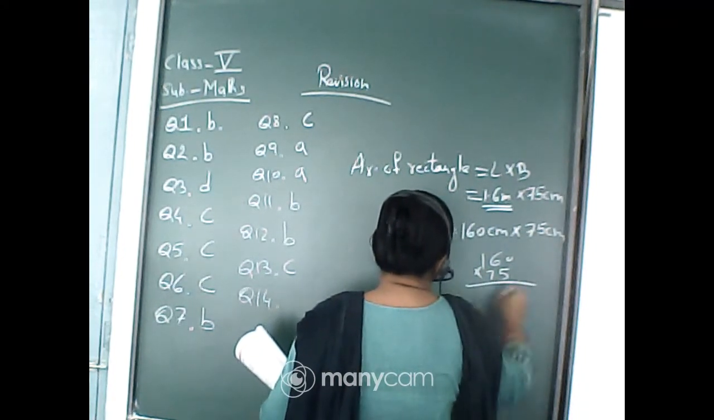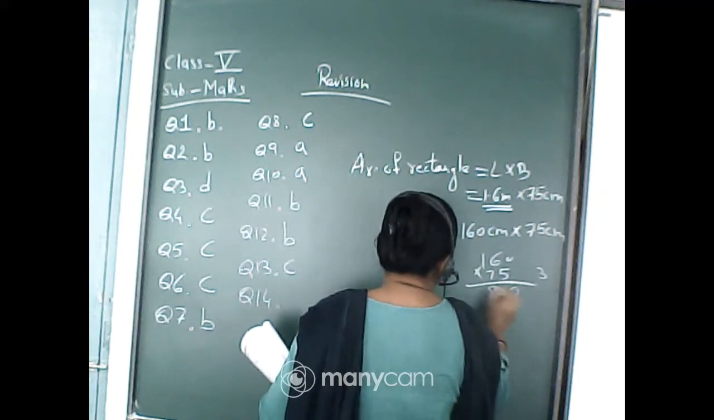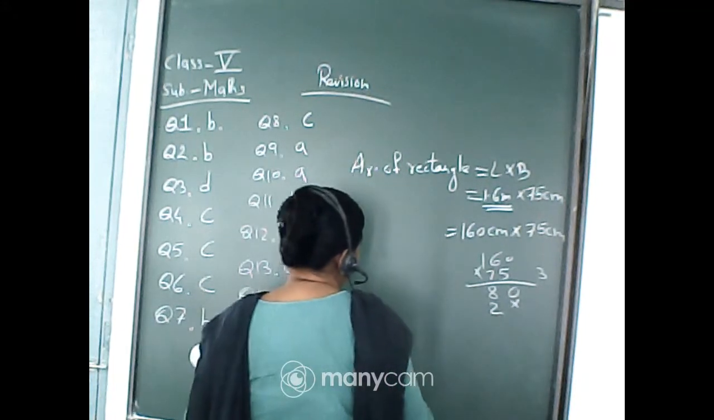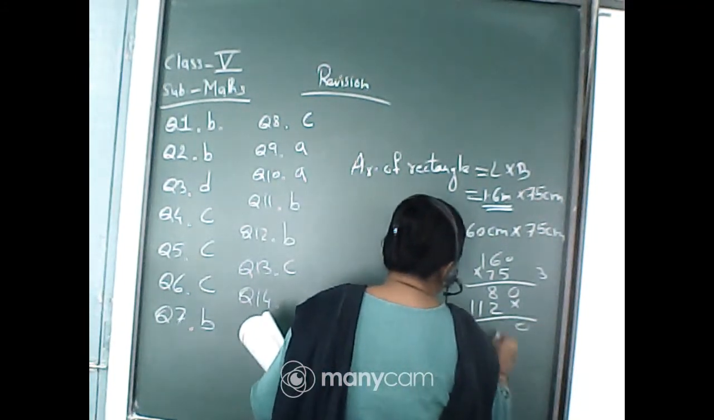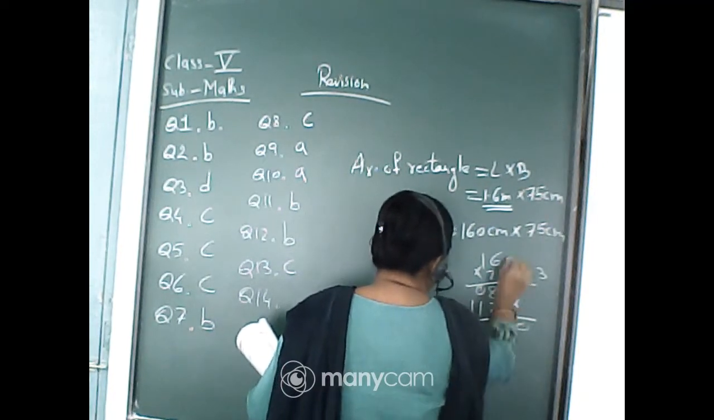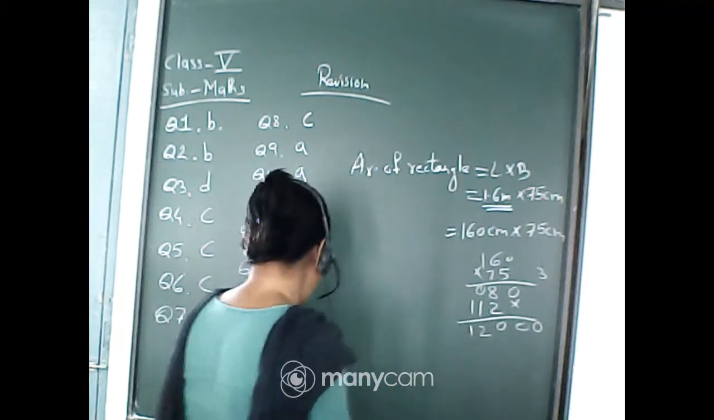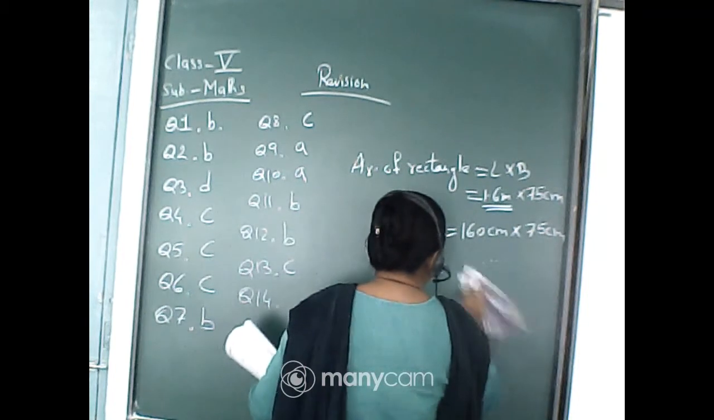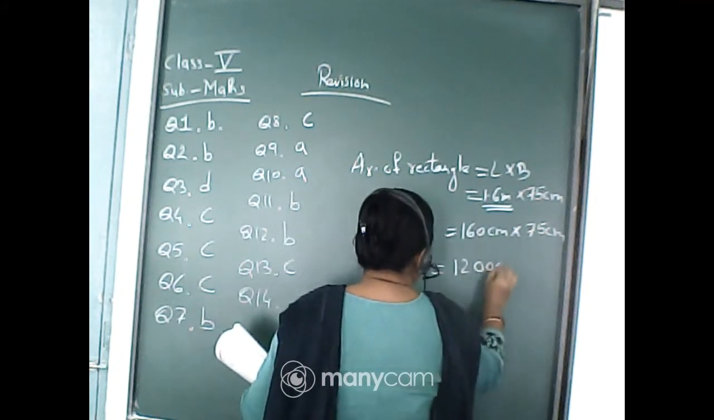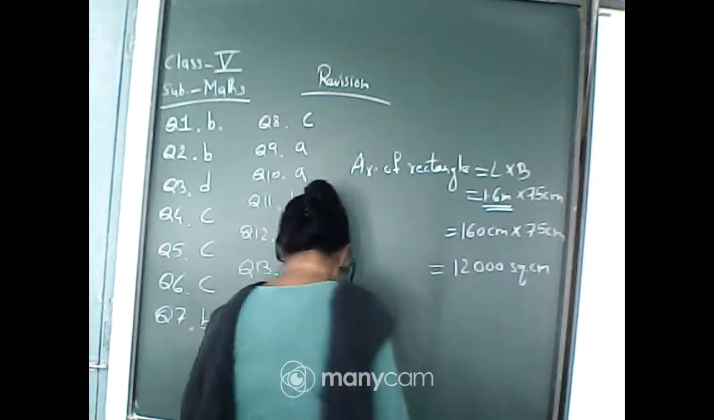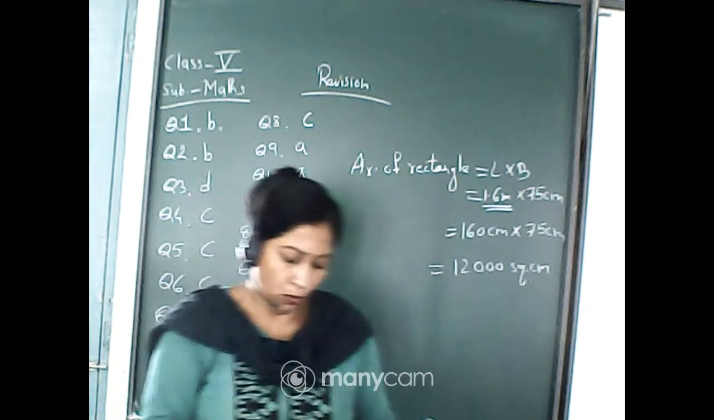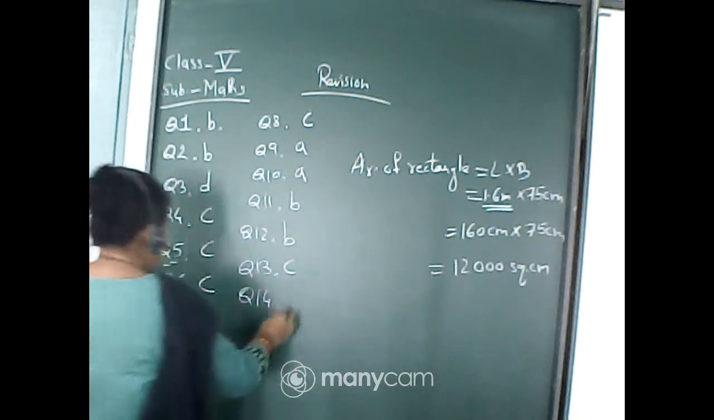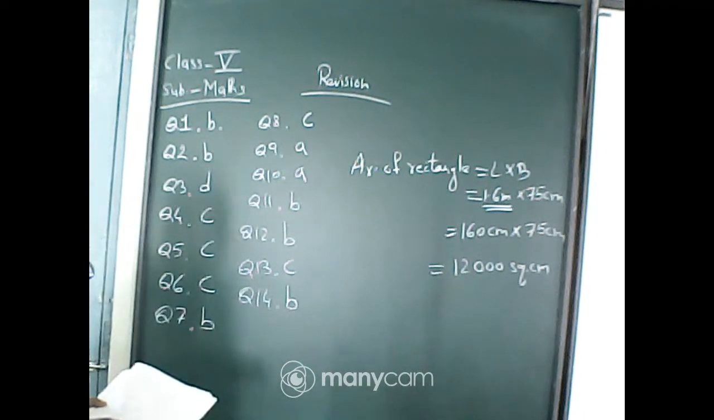5 6s are 30, 0, carry 3, 5 1s are 5, 6, 7, 8. Then 7 6s are 42, carry 4, 7 are 7, 8, 9, 10, 11. 0, 8 plus 2, 10, carry 1, 2, 1. Answer is 12,000 square centimeter. That is option number B. So for 14, the answer will be option number B.